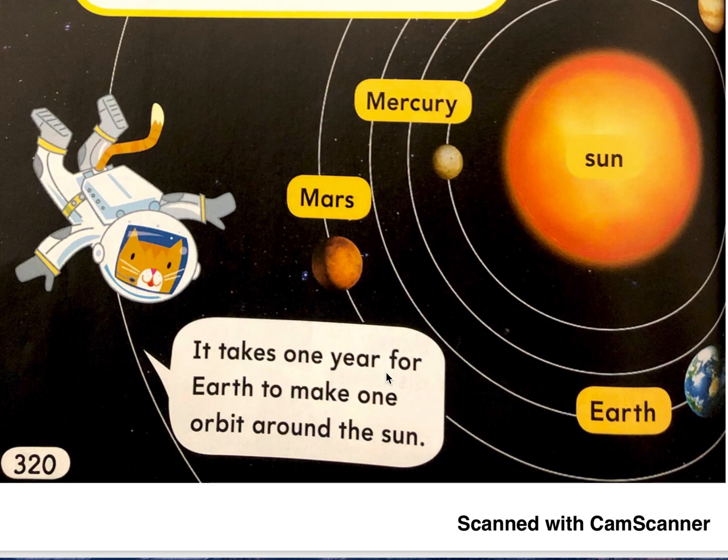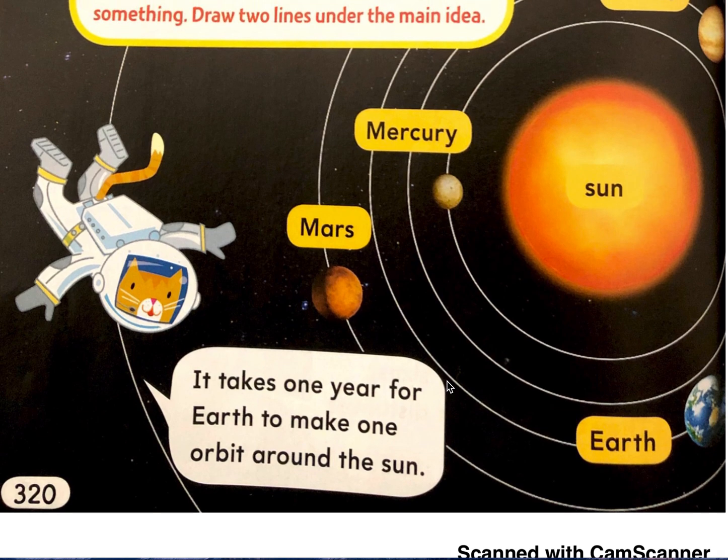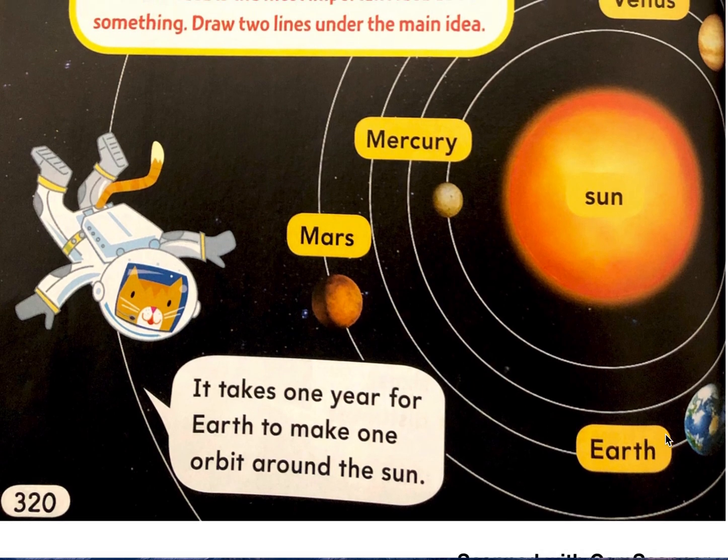It takes 1 year for the Earth to make an orbit around the sun. So this path that the Earth travels around the sun, it takes 1 whole year to go all the way around and back to where it started. If you remember our math lesson from last week, you will remember how many days there are in a year. Can you remember how many days there are in the year? Well done, you're right. There are 365 days in a year.